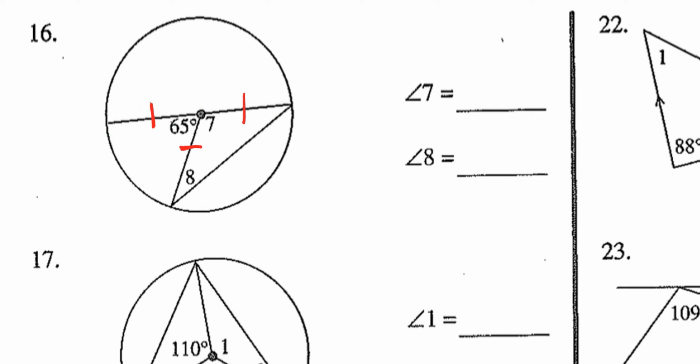For angle number 7, I know this is going to be angles on a line, right? So for angles on a line, we know it's going to be 180 minus 65, because angles on a line, they do add up to 180 degrees. So angle number 7 is going to be 115 degrees.